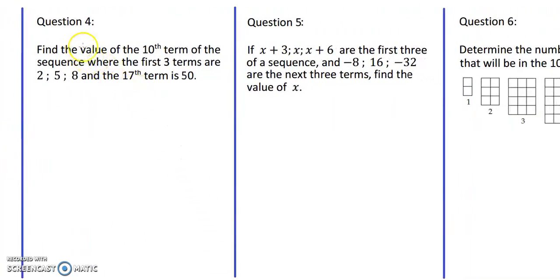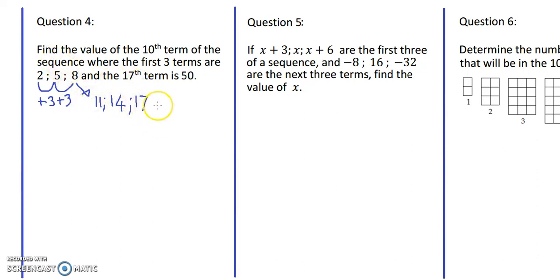Number 4. Find the value of the 10th term of the sequence where the first 3 terms are 2, 5, and 8, and the 17th term is 50. Let's start by looking at 2, 5, and 8. 2 to 5 is plus 3. And 5 to 8 is also plus 3. So is this a difficult question? Not at all. Our first 3 terms are there. In order to get to our fourth term, we plus 3, and that gives us 11. Plus 3, 14, plus 3, 17.